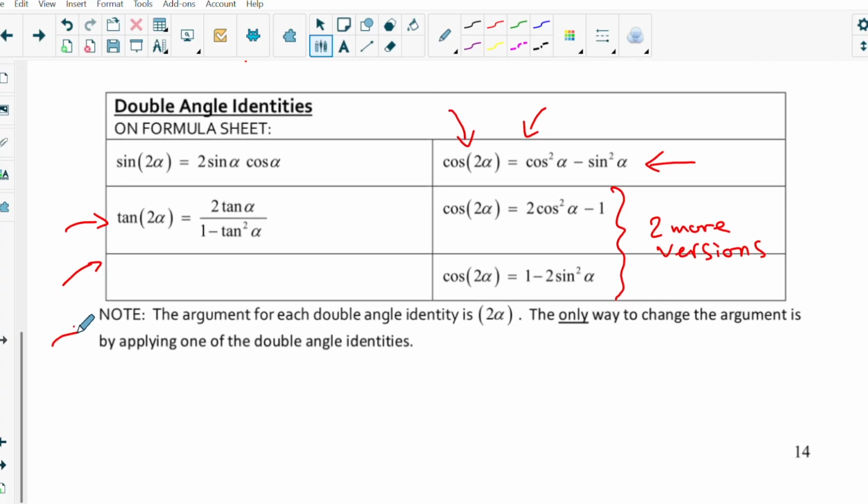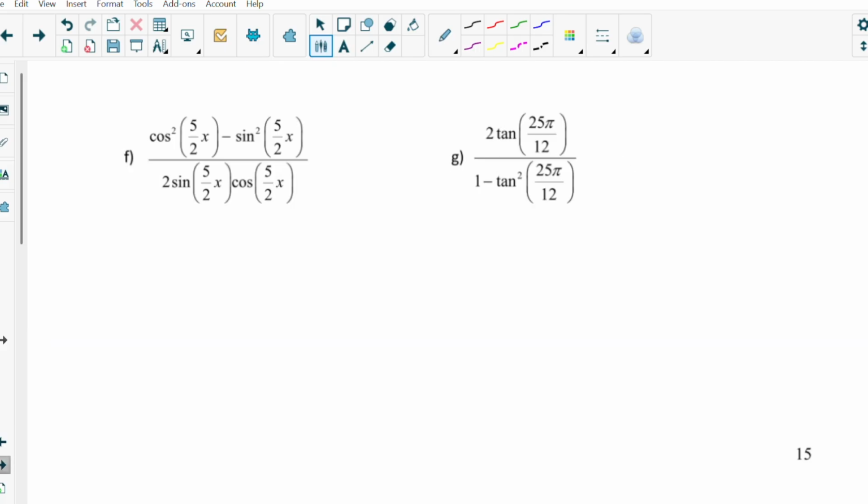Here's an important note, the argument. The argument for each double angle identity is 2 alpha. The only way to change the argument is by applying one of the double angle identities. So just remember that. Okay, let's do a couple of examples.